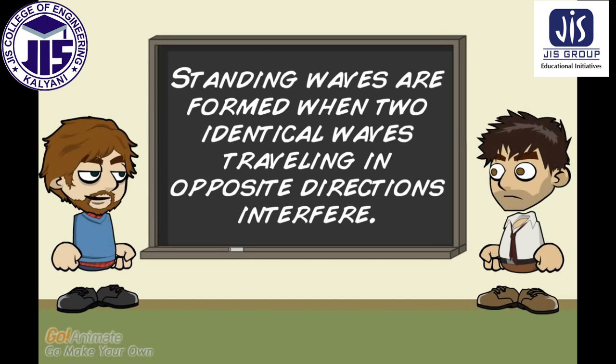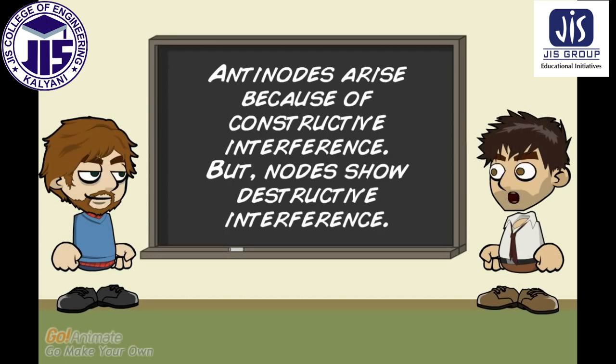When they interfere, they will produce a pattern that does not travel left or right but only shows motion up and down. The points on the standing wave that travel the greatest amount are called antinodes. The points that don't move at all are called nodes. Antinodes are examples of constructive interference. And nodes are examples of destructive interference.